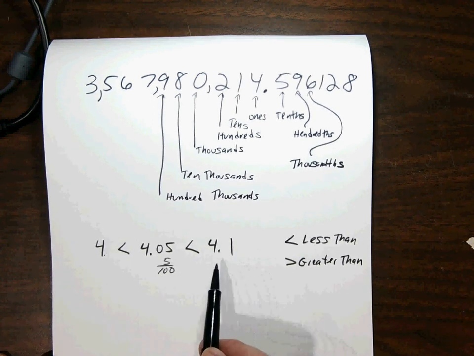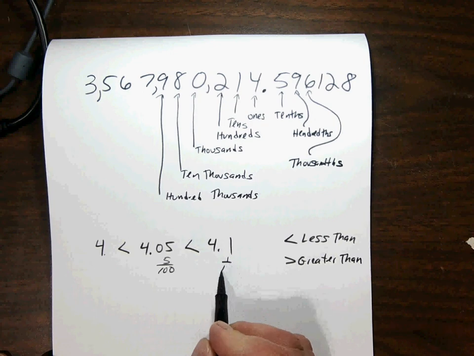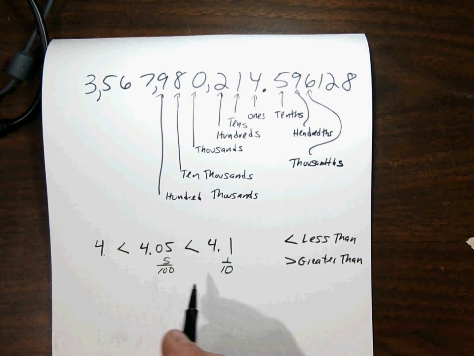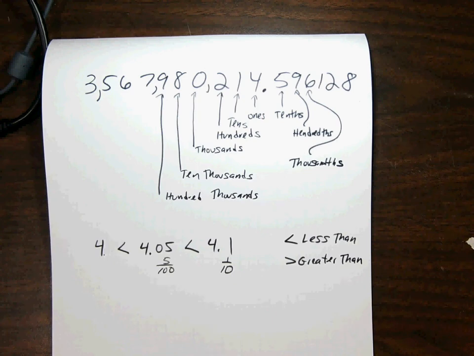Okay? This one has got 1 out of 10. Now, which decimal is bigger, 5 out of 100 or 1 out of 10? 1 out of 10 is bigger, right, than 5 out of 100. So 4.1 is larger than 4.05. Okay, so we can use those place values to help us determine numbers and order of numbers, the proper order.